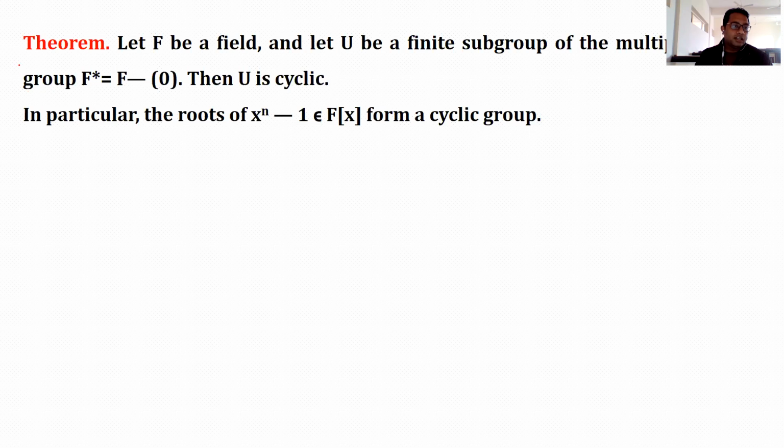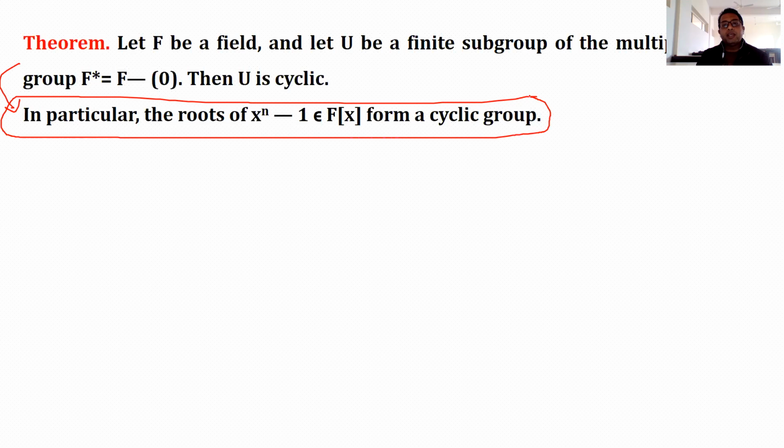And then after using this result, we will prove that in particular the roots of x^n minus 1 form a cyclic group. Because our main thing to prove in our topic, roots of unity, is this result, but to prove this result we need the above result. So firstly we will prove that U is cyclic, and then apply that result on the roots of x^n minus 1, and we will prove that its collection also forms a cyclic group.